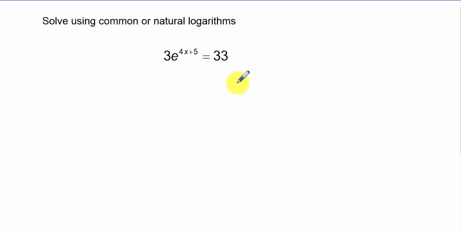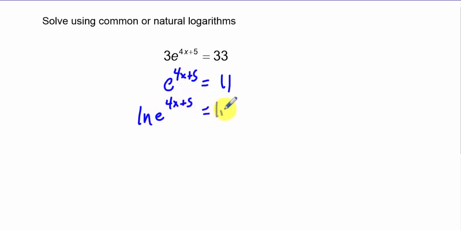Now in this case, I definitely want to use natural logarithms because I have base e. And let me show you why that's convenient. The first thing I'm going to do is isolate that base of e by dividing by 3. Then I'll take the natural log of both sides. 4x plus 5 will go in front. It's a natural log of e, and this is the natural log of 11.